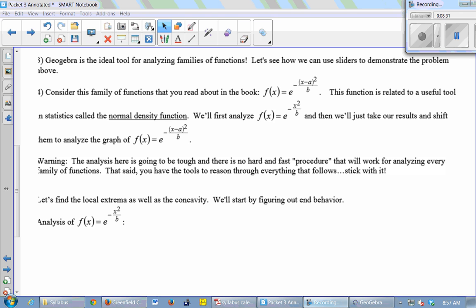So analyze it first, then we're just going to take our results and shift them, because that minus a is an inside change to the function, and it's going to be just a shift left or right by a units.